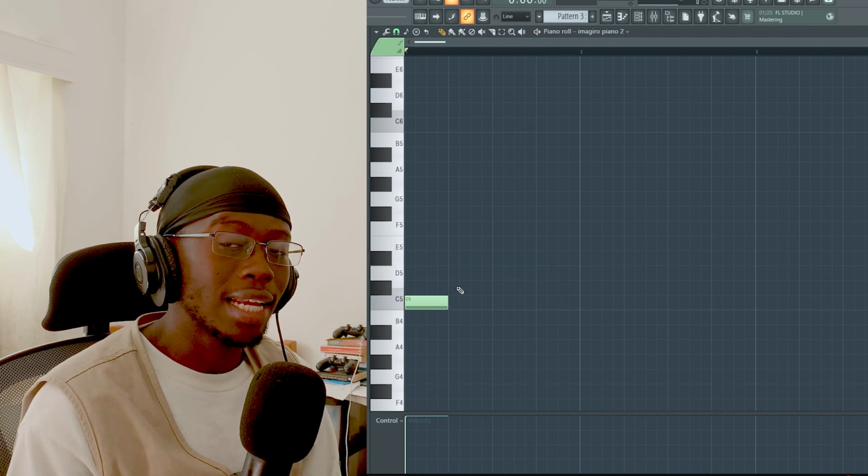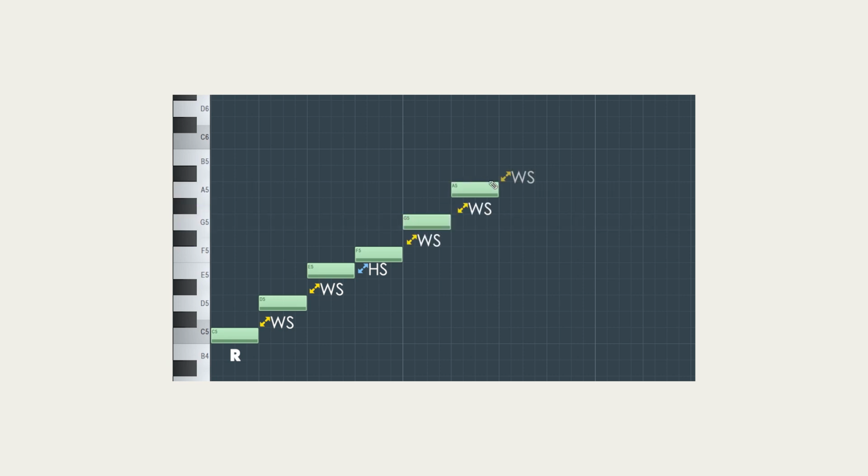That pattern of whole steps and half steps goes something like this. We have root or C, whole step into D, another whole step into E. Now we have the half step into F, whole step into G, whole step into A, another whole step into B, and then finally a half step back to C. So now it sounds like this.